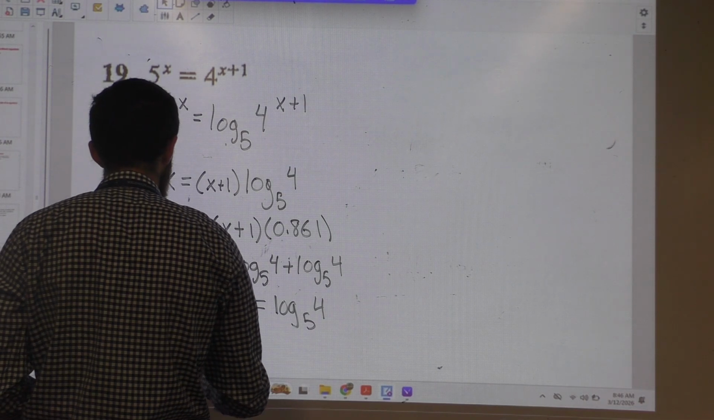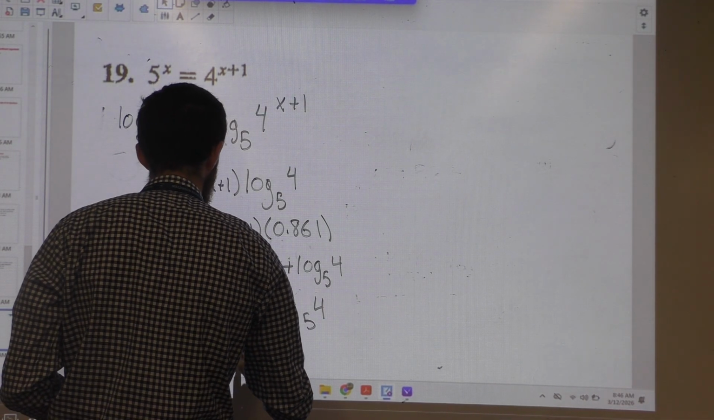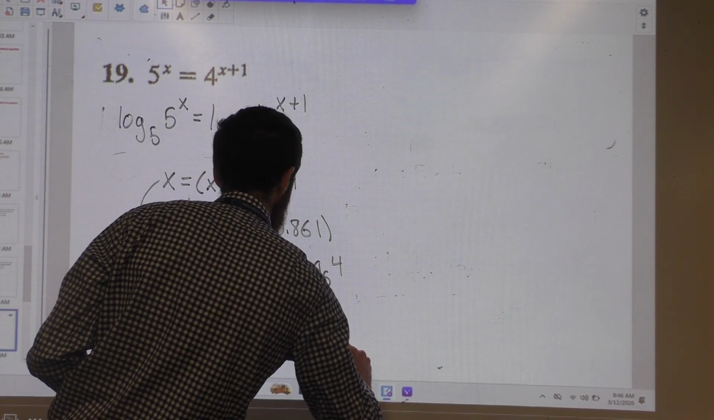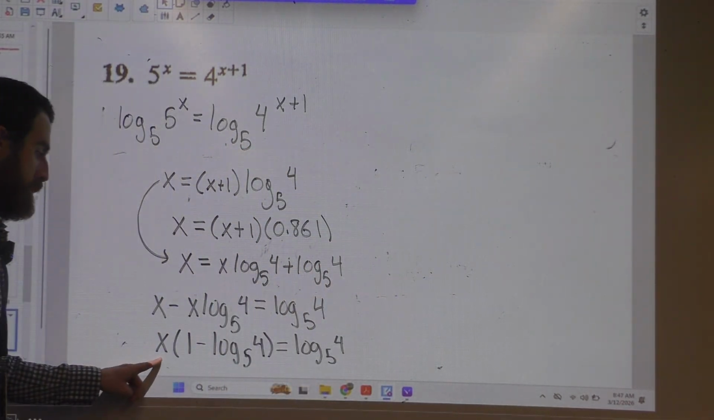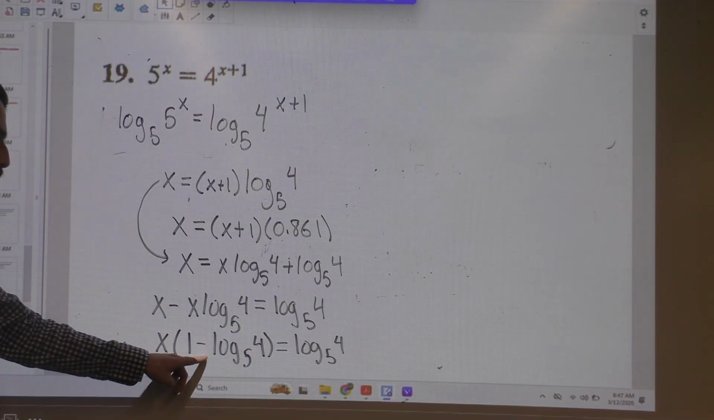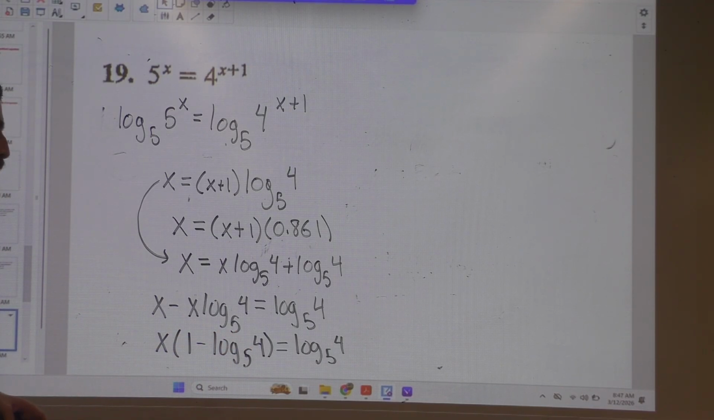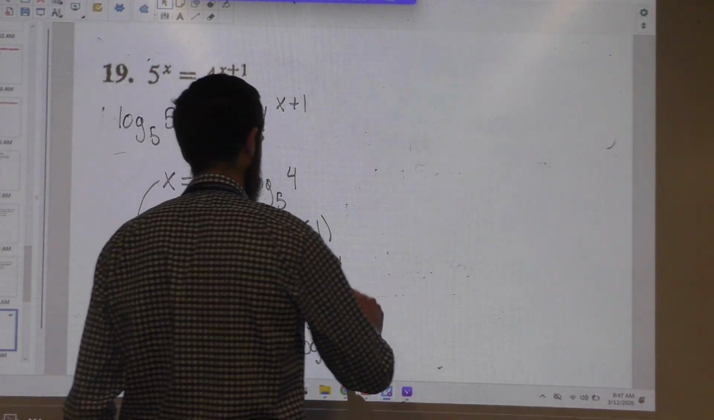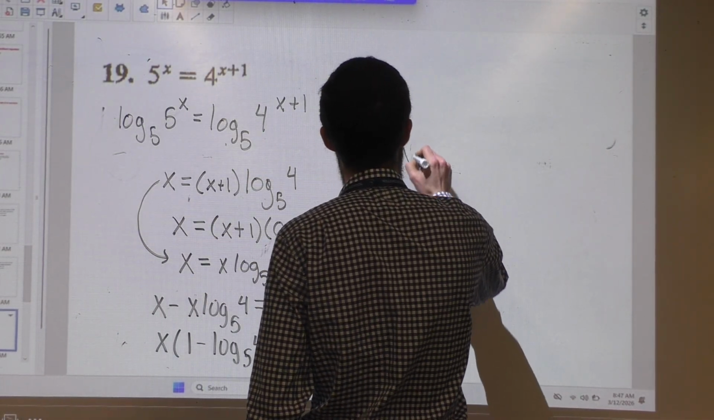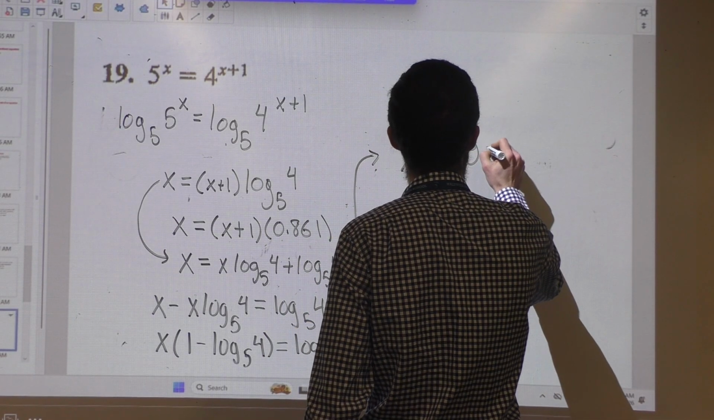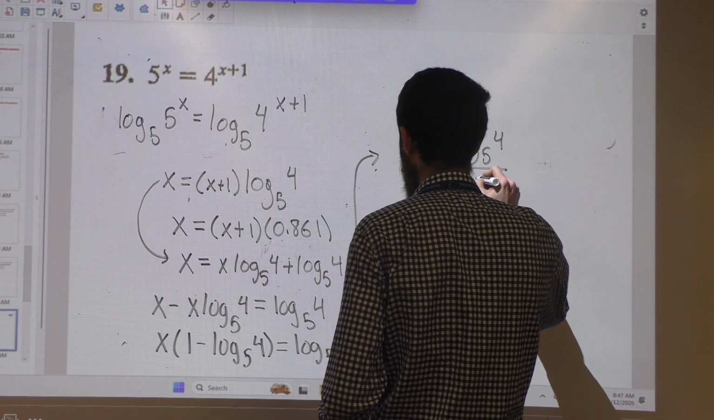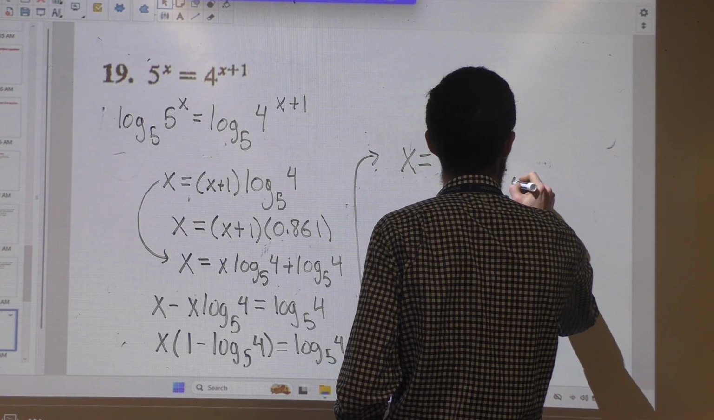Not if I factor out an x. Because if I get one singular x and I have this quantity here, which again is a number, it is like 0.139 or something like that. And I could divide it over. So going back up to the top, x is equal to log base 5 of 4 over 1 minus log base 5 of 4.